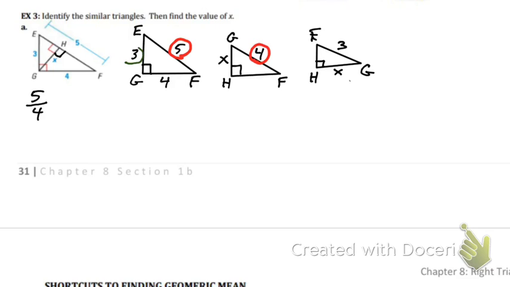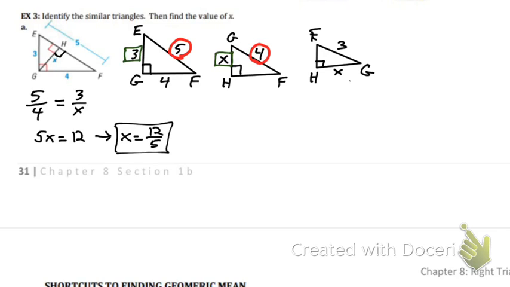Well, then I can look at that 3 and that X. Maybe I'll even do a different shape. I'll do the 3 as a square. That X is a square too. So 5 was from the big triangle, 4 was from the smaller triangle, so this is just going to equal 3, which comes from the bigger triangle, and X, which comes from the smaller triangle. Now I can just do cross multiplication, which will get me 5x equals 12, and we'll just have x equals 12/5, and that's as far as we're going to go on that one. I'm not going to reduce it to a decimal.